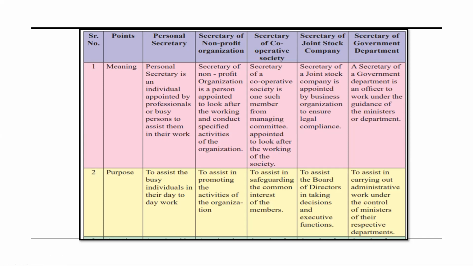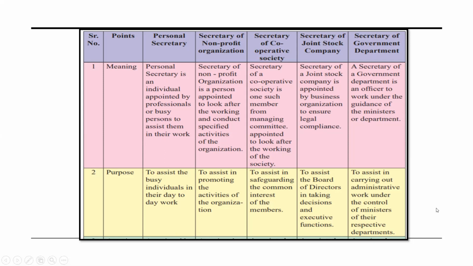Of a non-profit organization, to assist in promoting the activities of the organization. What about a cooperative society? To assist in safeguarding the common interest of the members. What about a joint stock company? To assist or help the board of directors in taking decisions and executive functions. What about secretary of a government department? To assist in carrying out administrative work under the control of ministers of their respective departments.